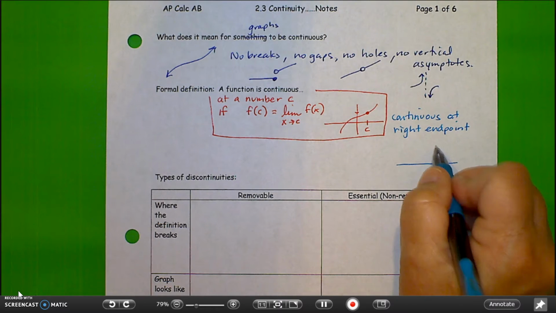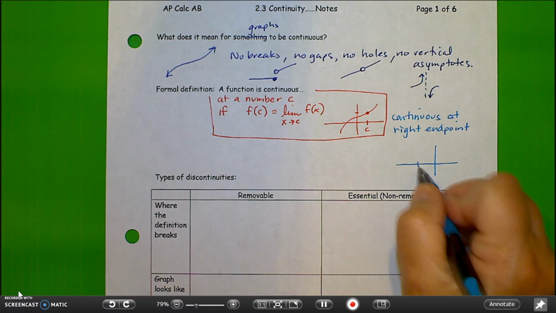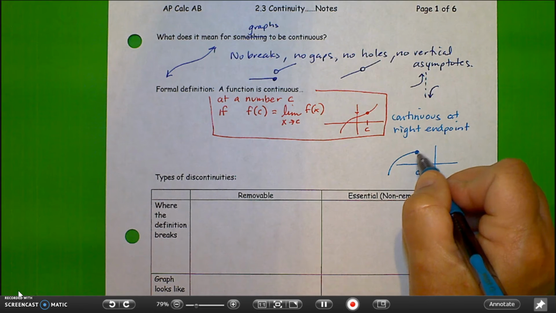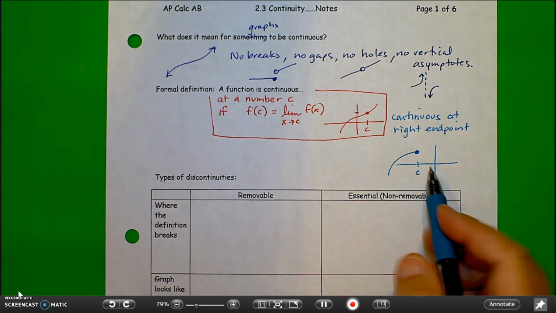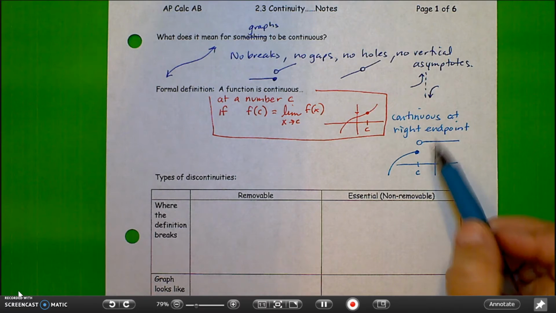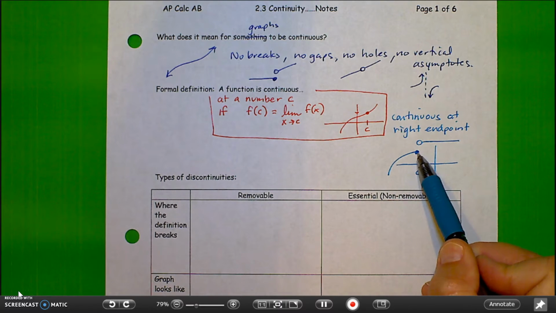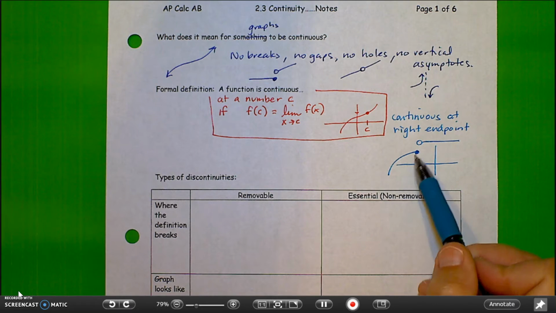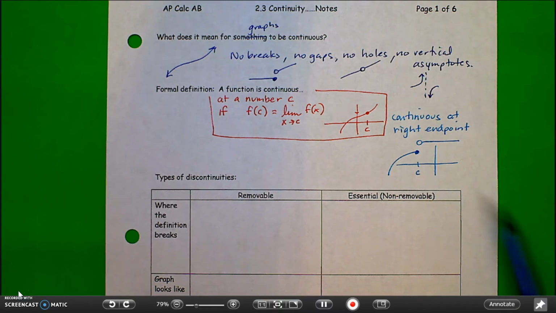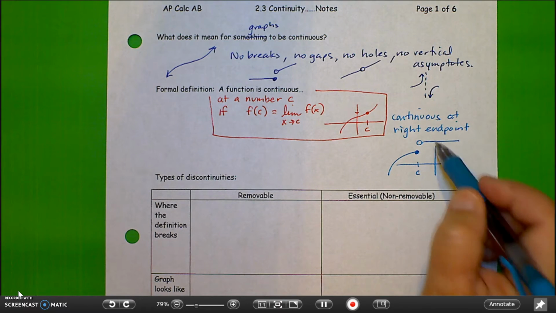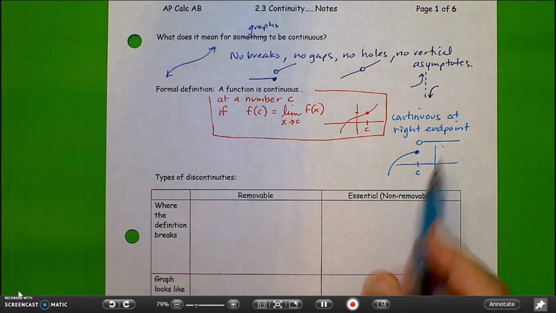So let's say that we had a graph and the value c is here. Let's say this graph came up and it was defined at c. Let's say it looked like that the rest of the way. This is continuous at this right closed endpoint. Okay, because the limit as x approaches c from the left-hand side is equal to the same function value as f of c. So it's continuous at the right endpoint here. Doesn't involve this, just involves this side.